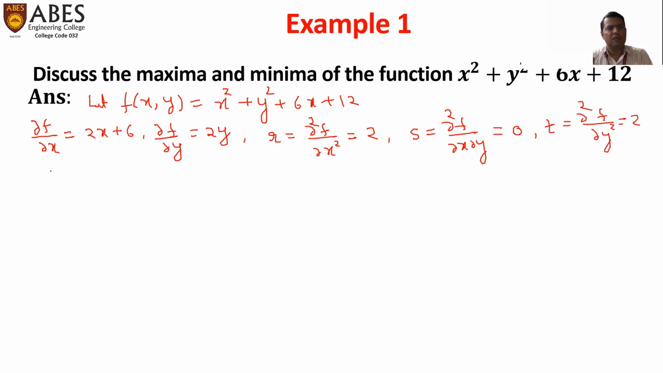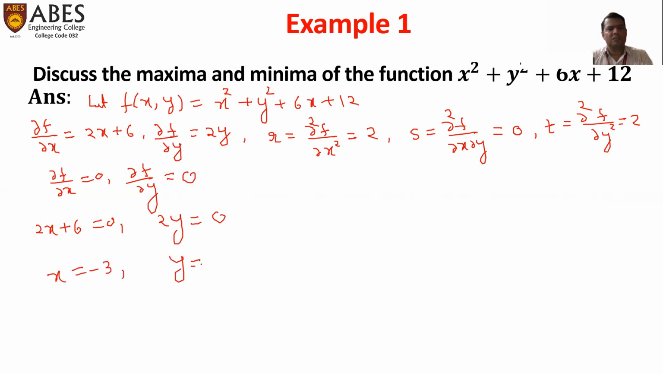Now, for the stationary point, we put del f over del x equals 0 and del f over del y equals 0. This implies 2x plus 6 equals 0 and y equals 0. So we get x equals minus 3 and y equals 0. So we get a stationary point P, which is (minus 3, 0).